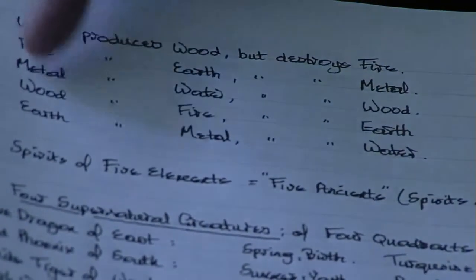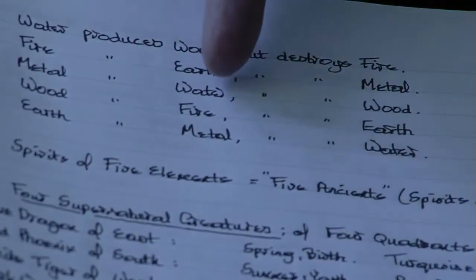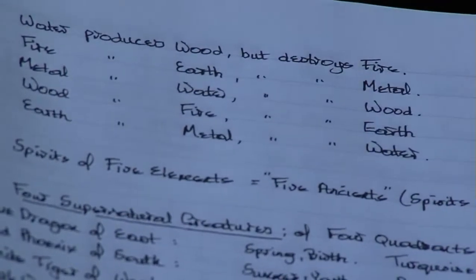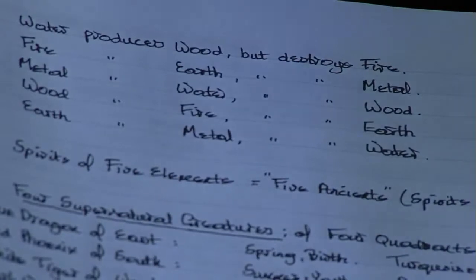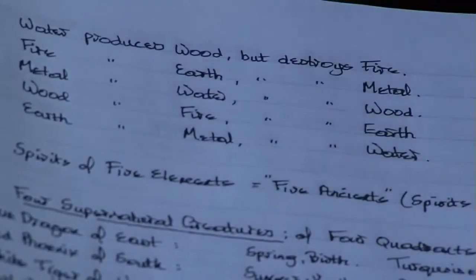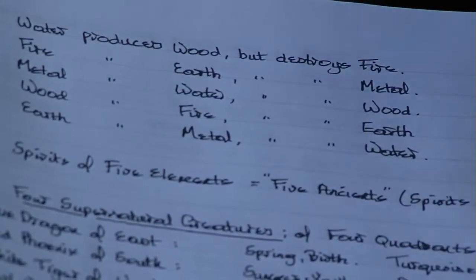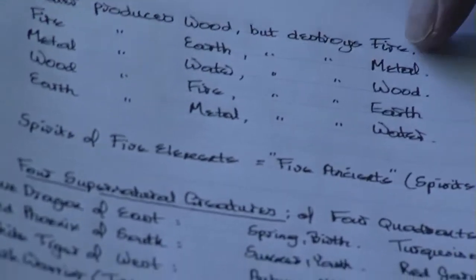Wood produces fire, obviously, but wood destroys the earth. When you grow trees, it eats the earth as well. Then earth produces metal. Metal comes from the earth. But earth is destroyed by water, so it can be washed away in a flood. So you have this cycle of the elements.